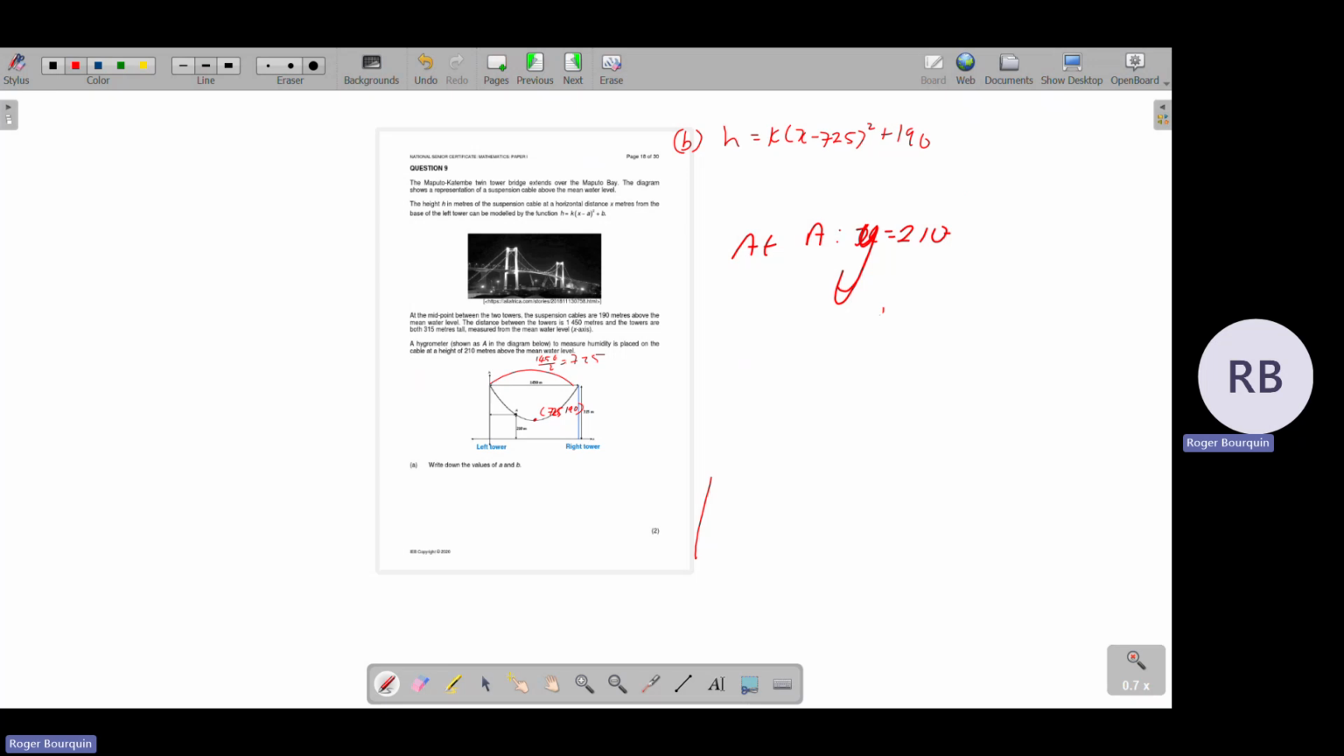You agree with me? Okay, so the question is basically saying how far across. So what do we need? What's the question asking us for? It's asking us for the x coordinate of A, right? If you've got a y coordinate, how do you find an x coordinate? You sub it into the equation, right? What's the problem? I don't have the equation yet, right?